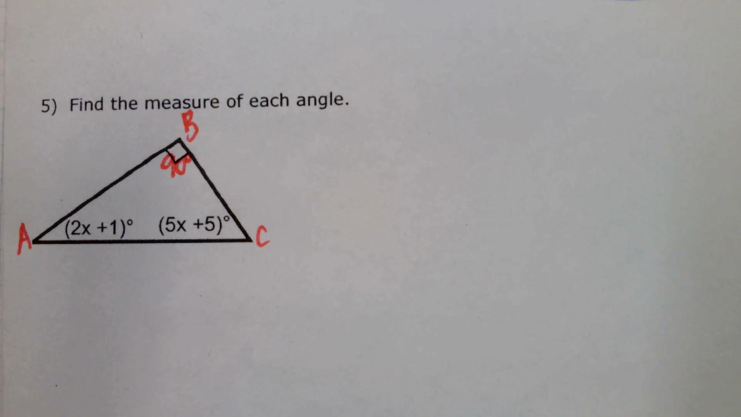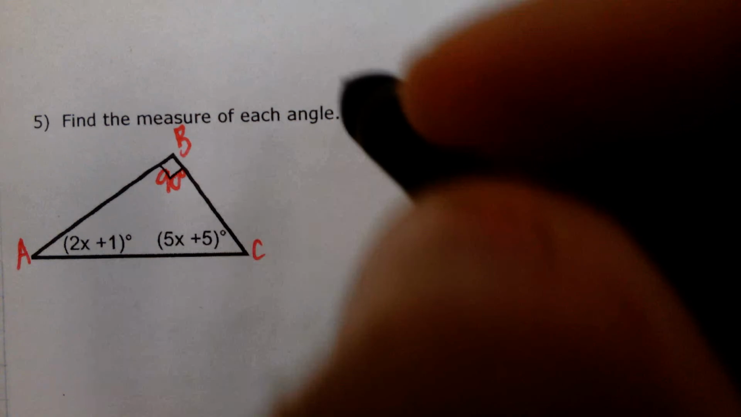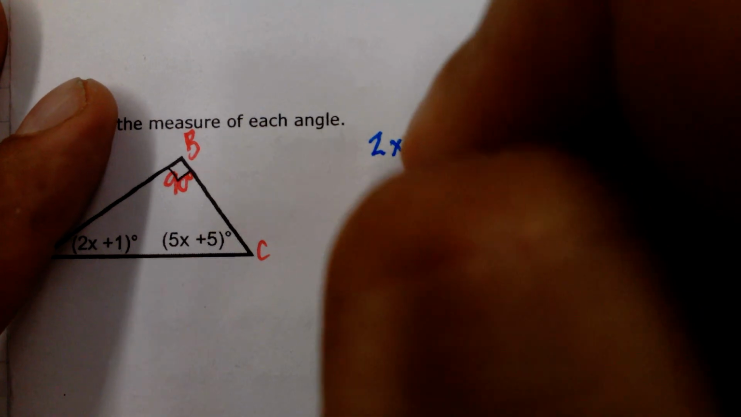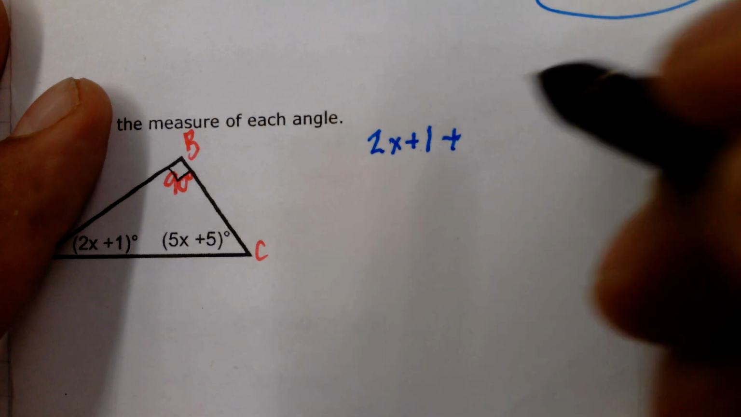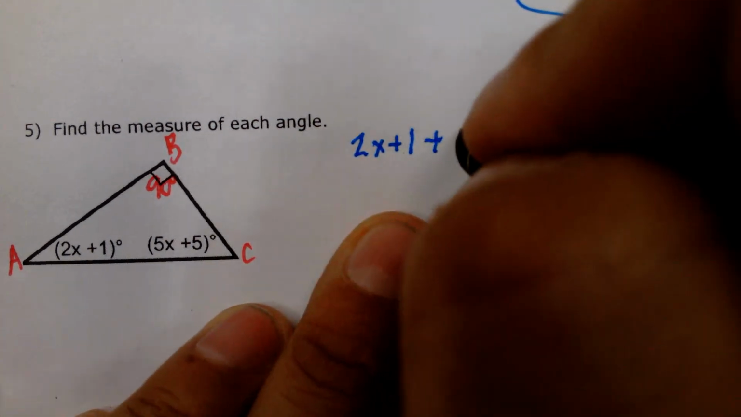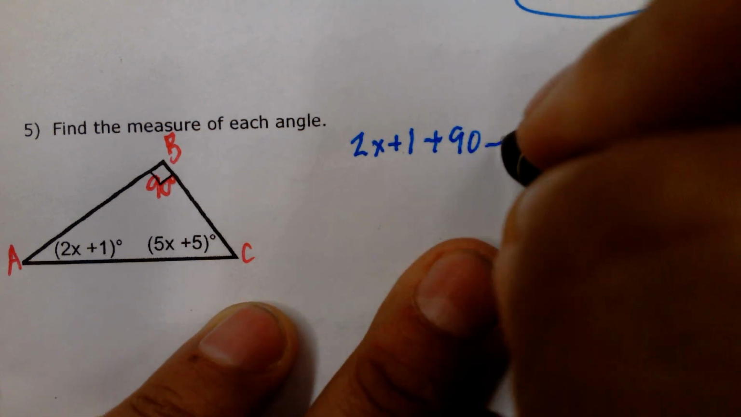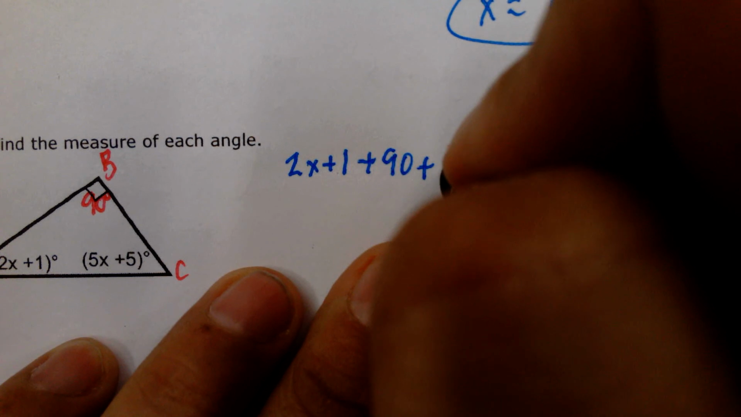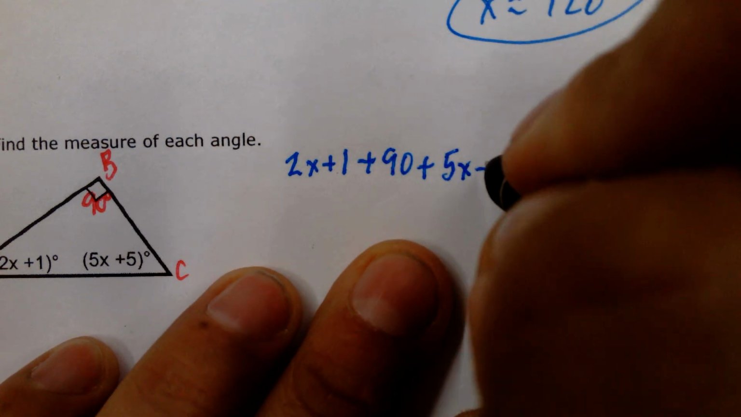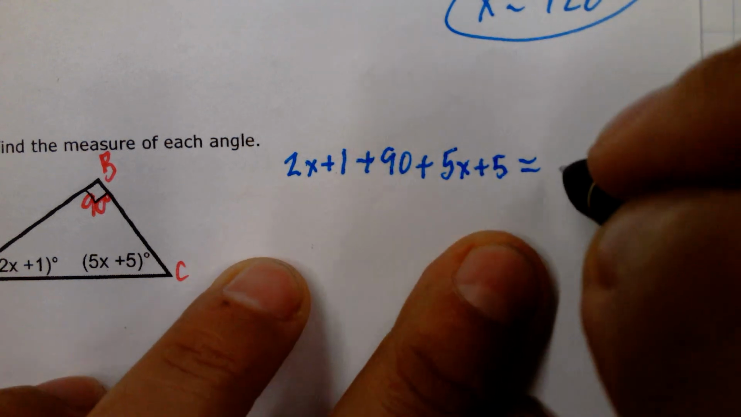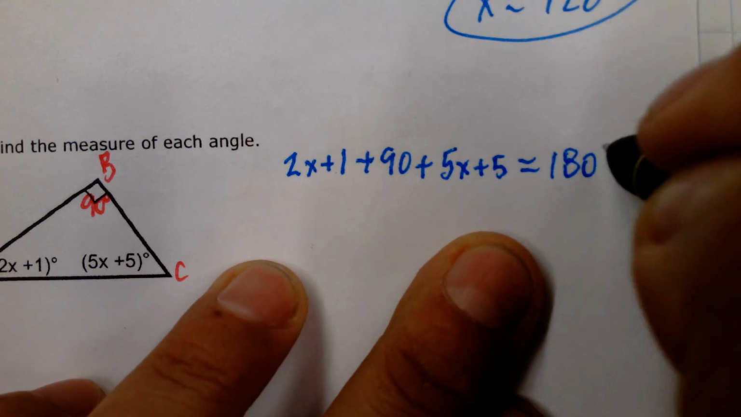You got to figure out what x is, yeah. Can we make an equation? Sure we can. We can say 2x plus 1 plus, what else can I add to it? 90. We can always add 90 plus whatever angle C is, 5x plus 5 equals 180. It always adds up to 180.